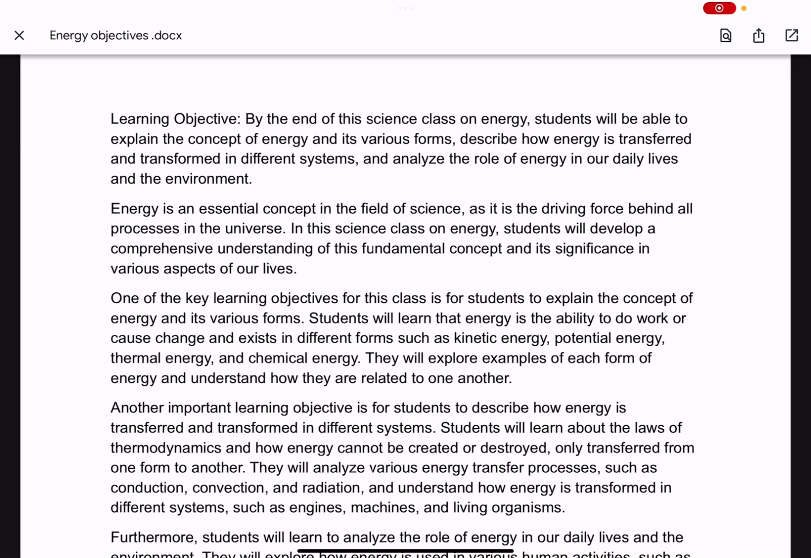One of the key learning objectives for this class is for students to explain the concept of energy in its various forms. Students will learn that energy is the ability to do work or cause change and exists in different forms such as kinetic energy, potential energy, thermal energy, and chemical energy. You will explore examples of each form of energy and understand how they are related to one another.